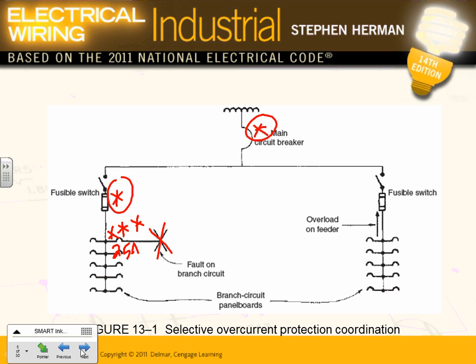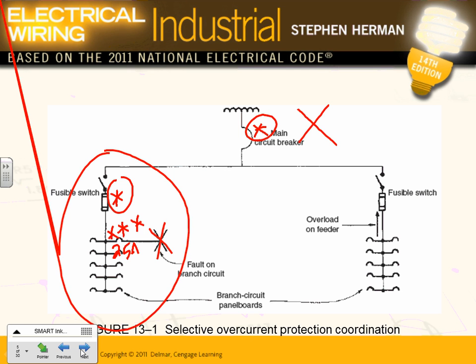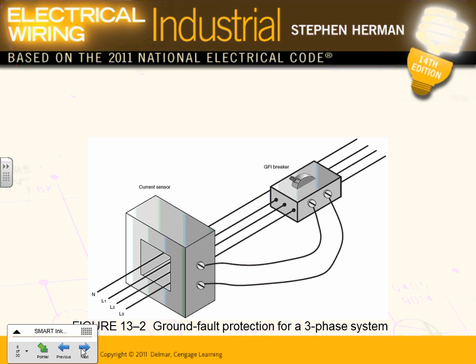Because what happens if this one trips here? You lose all the panel here, and you lose all the panel here. So that's what the whole overcurrent coordination is. Here's how the ground fault protection works.